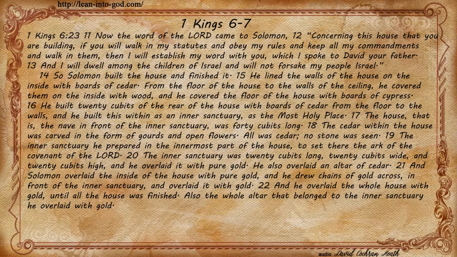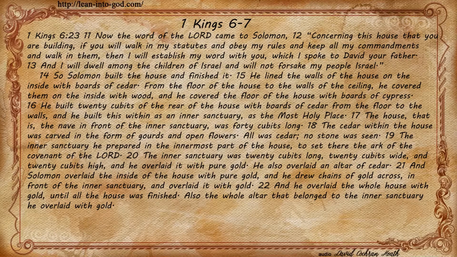He also built a structure against the wall of the house, running around the walls of the house, both the nave and the inner sanctuary. And he made side chambers all around. The lowest story was 5 cubits broad, the middle one was 6 cubits broad, and the third was 7 cubits broad. For around the outside of the house he made offsets on the wall in order that the supporting beams should not be inserted into the walls of the house.